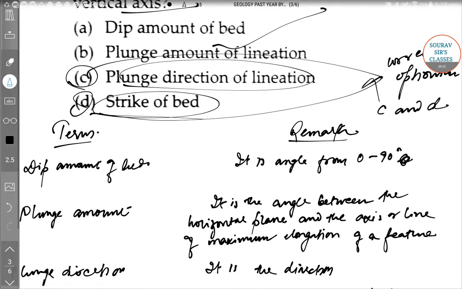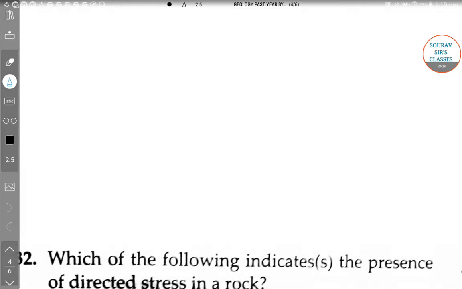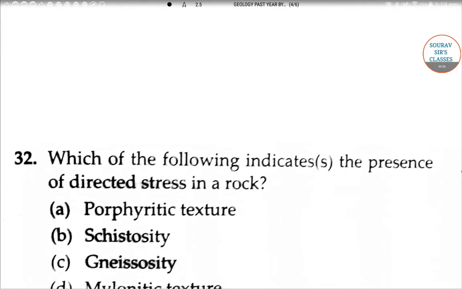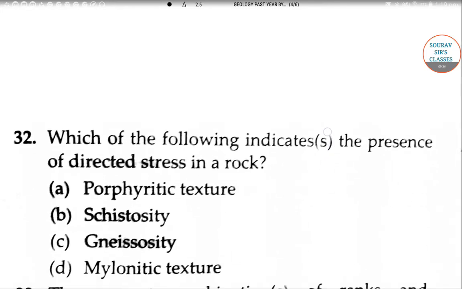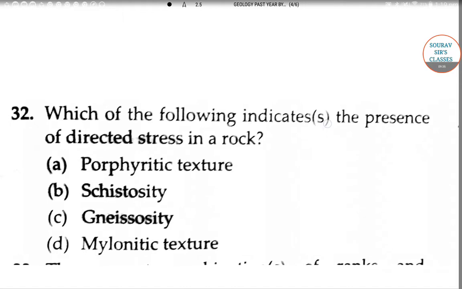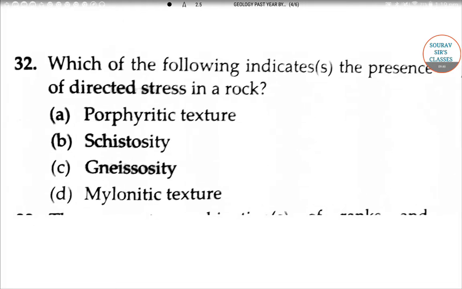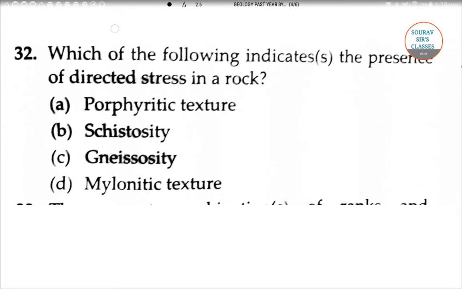Let's move to the next question. Which of the following indicates the presence of directed stress in a rock? Porphyritic texture, schistosity, gneissosity, or mylonitic texture? So for this also we have to prepare a table, and then with the help of the table we'll have to find out the correct option. So let's make a table first.